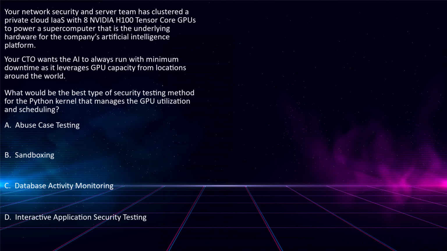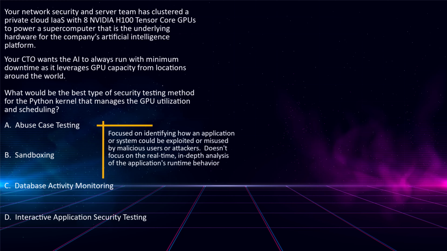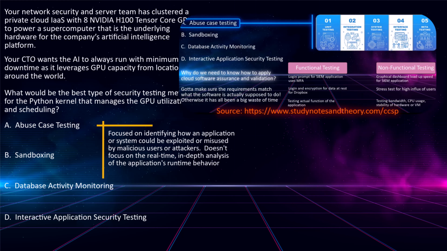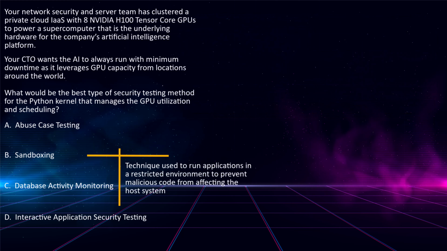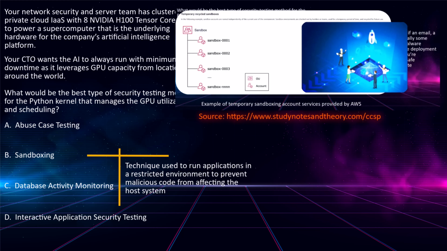Alright guys, here's the explanation for this CCSP exam practice question. For choice A, abuse case testing typically involves identifying potential misuse scenarios. While it is valuable for understanding possible abuses of system features, it's just too risky and could damage the AI from running smoothly. For choice B, sandboxing is a technique that isolates an application or process to prevent it from affecting other parts of the system.